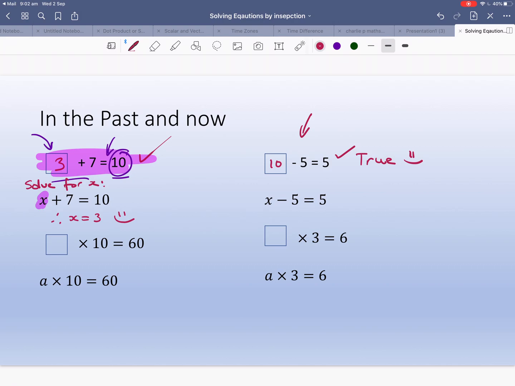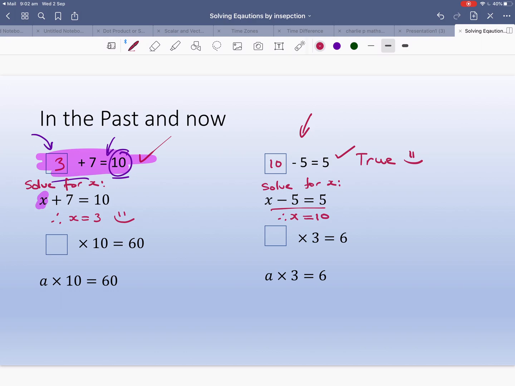So the next question is solve for X. All of a sudden we'll put algebra in it, and it's the same thing. What number does X have to be for this equation to remain true? Well, it's clearly going to be the same thing. 10, I wrote it the wrong way around. So therefore X equals 10. Okay, because if we put 10 there, 10 minus 5 equals 5. That's why. All right, let's keep going.